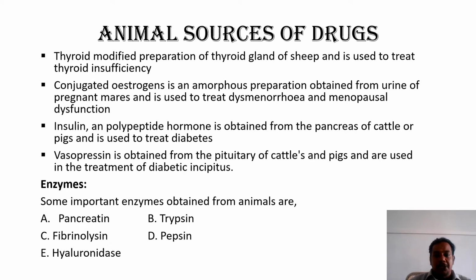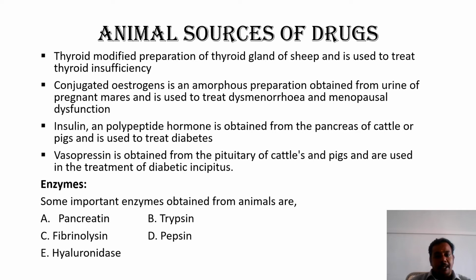Number 2, conjugated estrogens is an amorphous preparation obtained from urine of pregnant mares and is used to treat dysmenorrhea and menopausal dysfunction. Mares means horse. So the conjugated estrogen preparation is obtained from pregnant mares, and this preparation is used to treat dysmenorrhea and various menopausal dysfunction.